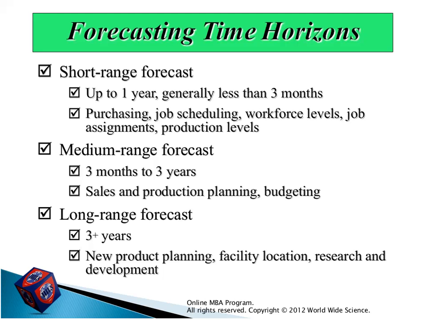For making decisions about these activities, you should select short-range forecast. For medium-range forecast, it means that you forecast for between 3 months to 3 years in the future. Sales and production planning and budgeting are activities that should be forecasted for medium range.